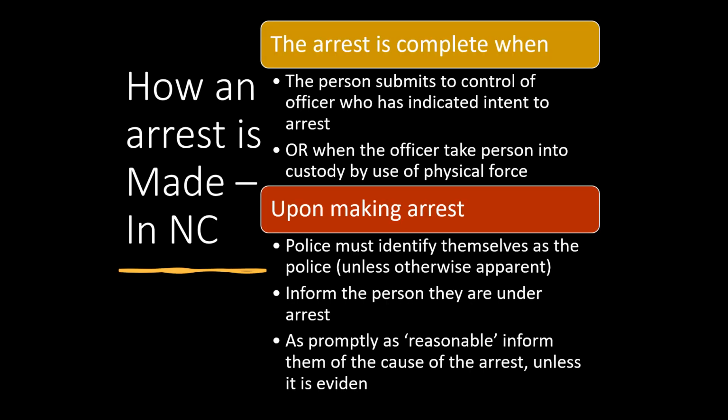How an arrest is made. The arrest is complete, this is North Carolina, when the person submits to the control of the officer who has indicated his intent to arrest, or when that person is taken into physical possession. If you're in the back of the squad car, in handcuffs, the arrest is complete. Police, of course, have to identify themselves as police, unless it's apparent because they're wearing their uniform. They have to inform the person under arrest, and they have to reasonably inform them of the cause of the arrest unless it is evident.